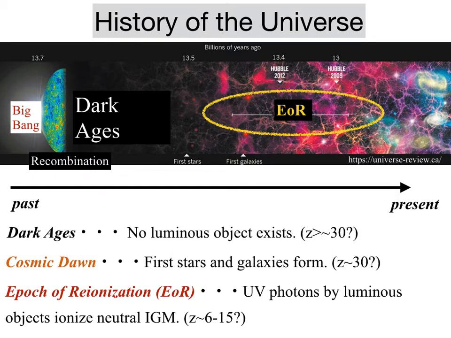Until the first stars and galaxies had formed, the universe had kept a neutral state. As the universe evolves, ultraviolet photons emitted by luminous objects ionize the intergalactic medium, the IGM. We call this the epoch of reionization, or EoR, and our study focuses on the EoR.